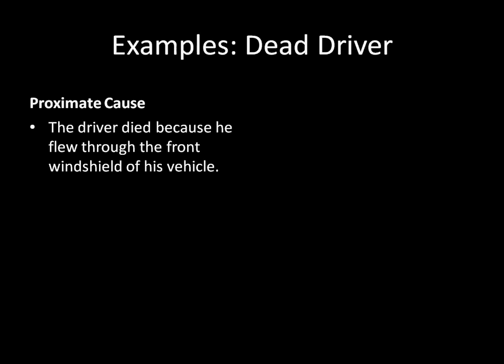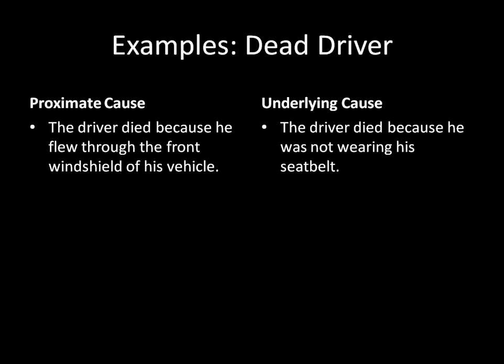So first, let's look at an example of a dead driver. Suppose we saw a dead driver, he was driving, and he suddenly died. A proximate cause for that might be that the driver died because he flew through the front windshield of his vehicle. He got into an accident, he was ejected out of the front of the windshield, and boom, he's dead. An underlying cause, on the other hand, might be that the driver died because he wasn't wearing his seatbelt. Now, both of these causes are true. They just look at different sorts of explanations here.